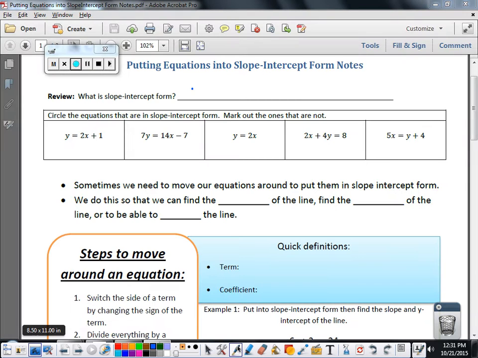Tell me, guys, what is slope-intercept form? Just say it. You can say it. We're good. Y equals mx plus b. Write that down. So for those of you that don't have it, just write y equals mx plus b. What does m stand for? Slope. The slope. What does b stand for? The y-intercept.